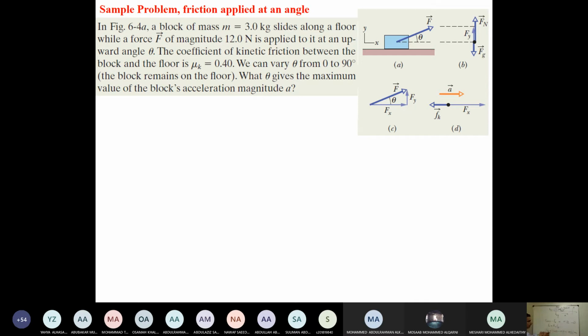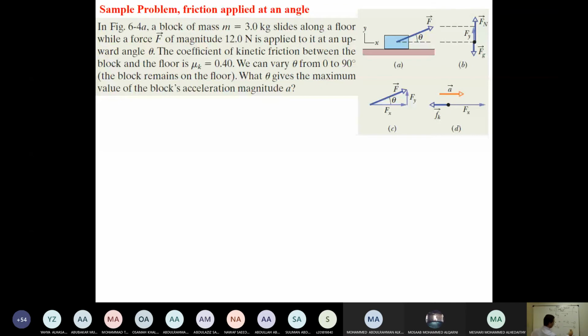Since I'm interested in the Fn only, I'm rearranging this equation for that. Fn is equal to mg minus F sine theta. So this is my equation 2, this is 3. All I'm going to do is to combine, put equation 2 and 3 in equation 1.